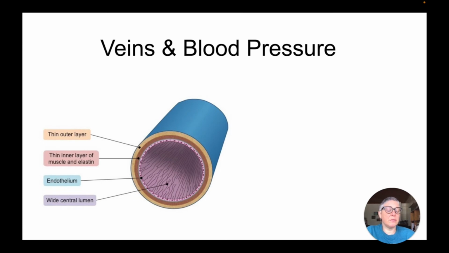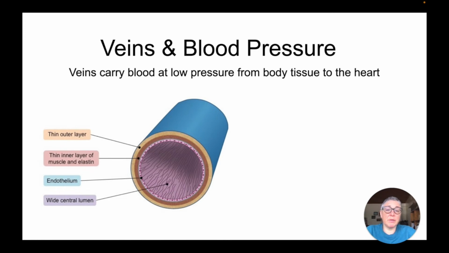Then we have veins and blood pressure. Typically veins carry blood at low pressure from the body tissue to the heart. So now the blood has reached these vital organs or body tissue, and the exchange of nutrients with waste has taken place. Think about something like the feet. By the time the blood gets there, it's traveled through the capillary tissues, which have to be at lower pressure, and so now the blood has lost its pressure.